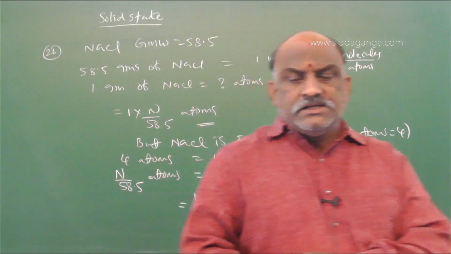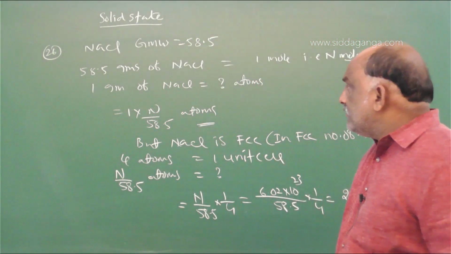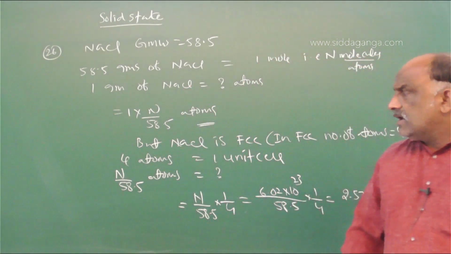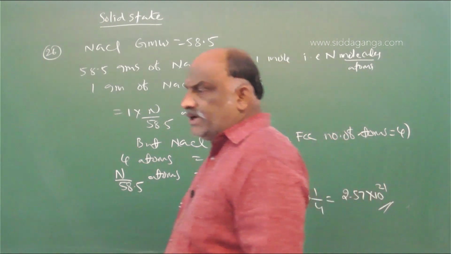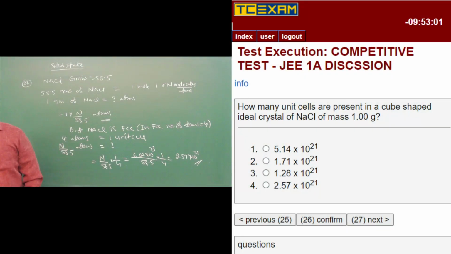This was the answer for the question. Number of unit cells present in 1 gram of sodium chloride is equal to 2.57 into 10 power 21. So the fourth one is the right option regarding this.